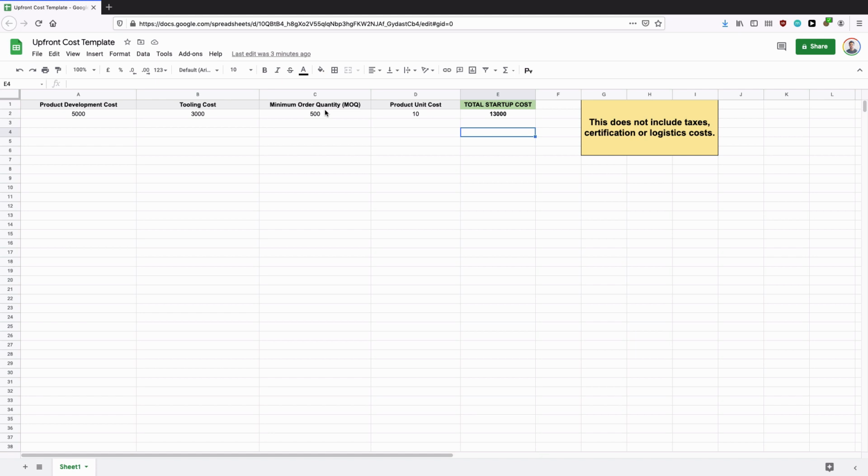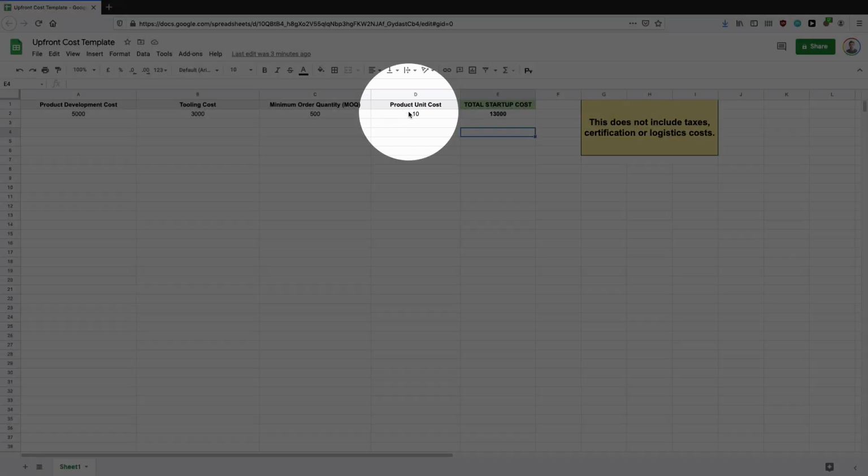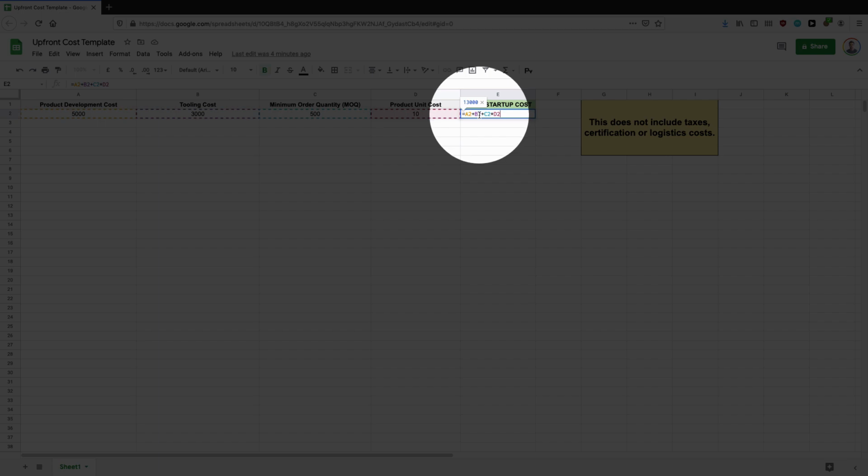But generally, I would say that 500 in minimum order quantity is a pretty good estimate for items that cost about $20 retail. And if you're selling a more expensive item, then the minimum order quantity will naturally be lower. And same thing if you're selling something extremely affordable like a toothpick, then the minimum order quantity will be much larger. Moving on, we have the next column, which is the product unit cost. And here we bake in all of the costs of producing a single product unit. And then finally, we have the column that shows the total startup cost.